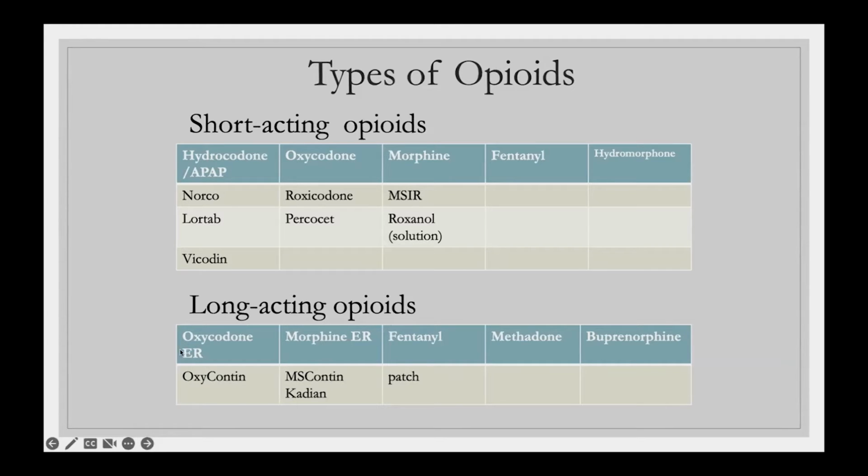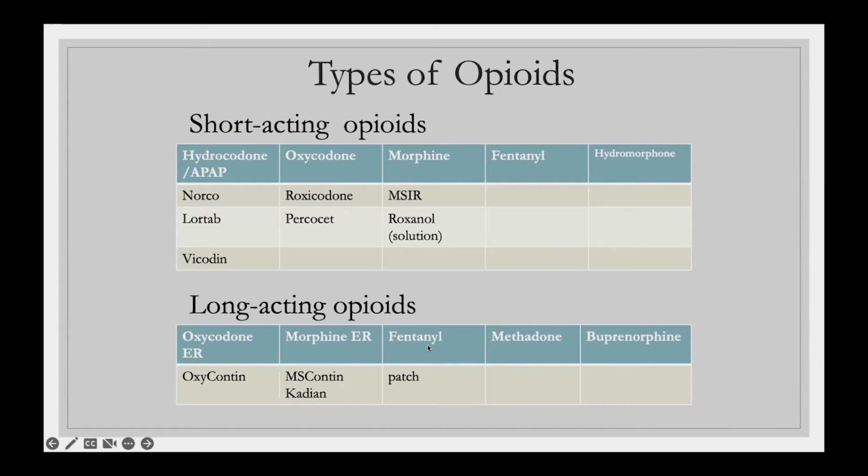There are long-acting opioids. Usually they give us a clue in their name. When it says ER after it, it means extended release. So oxycodone extended release would be OxyContin. And then in a similar naming fashion, morphine extended release would be MS-Contin. Another name for it is Kadian.